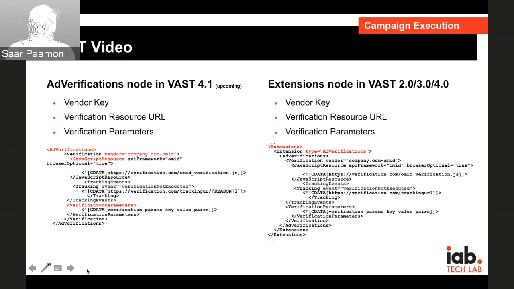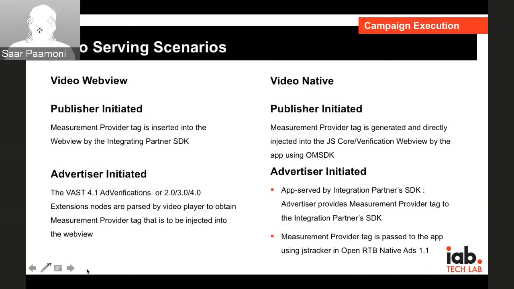On the right side is what we'd expect to see in market for the near future: extensions to VAST 2.0, 3.0, and even 4.0. Same exact construct of VAST. The difference is that this sits as an extension. It's not a first class node, but it facilitates all the other parameters and attributes that I described before. The right side would be the quick path to execution.